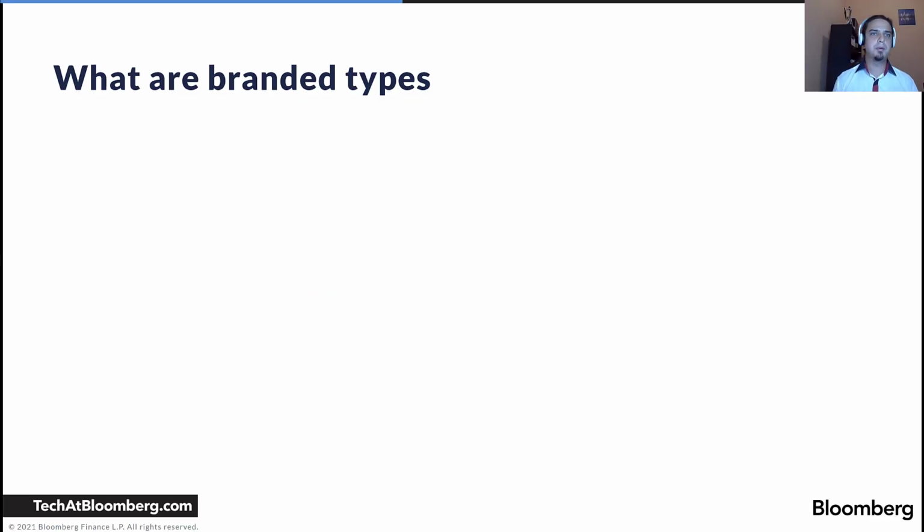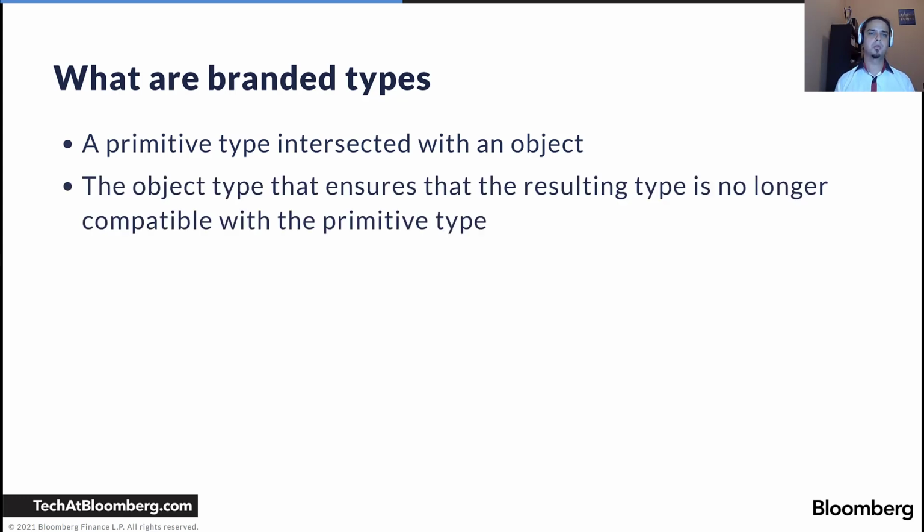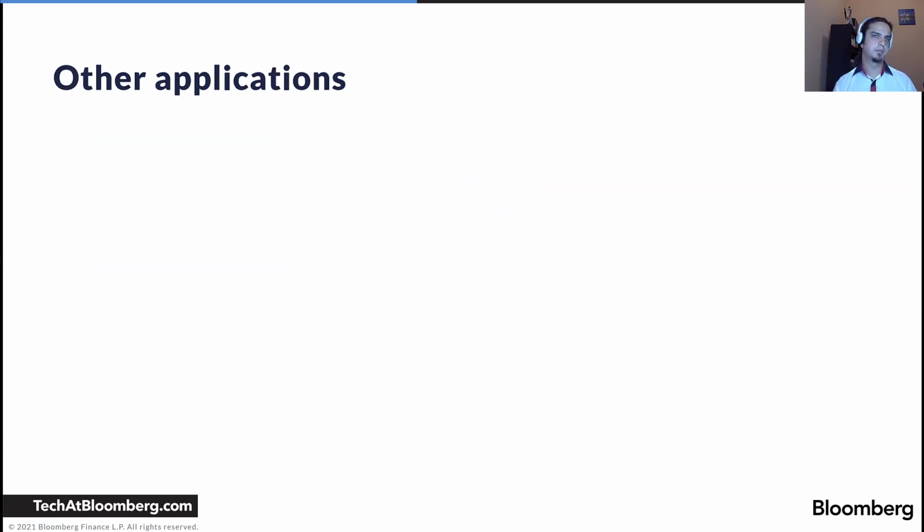So, just a short recap. What are branded types? Well, basically they're a primitive type that we intersect with an object type in order to ensure that the primitive literals are not directly compatible with this new branded type. This can be done either using a string literal property. It can also be done using a unique symbol as the type for that property. It can also be done using any, but that exposes you to easy aliasing by other types.